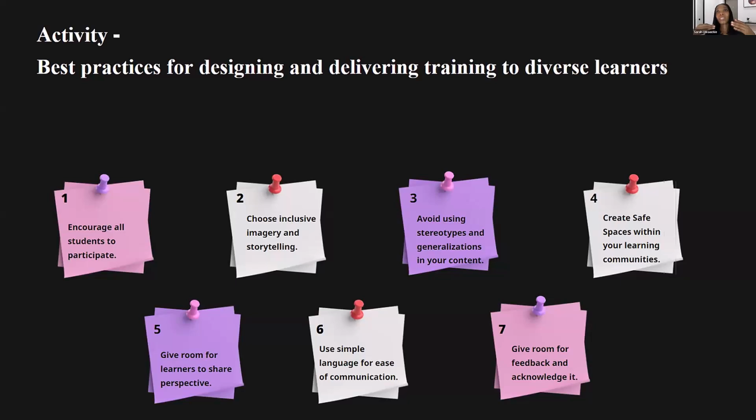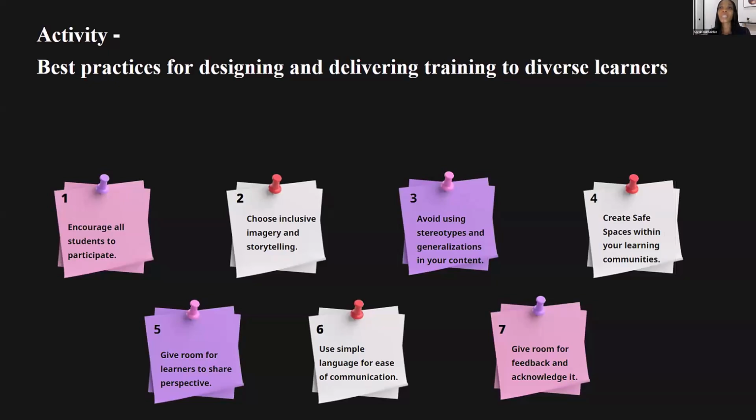So there is need to pay attention to putting things in place to ensure that that community you are creating is healthy and safe. Then you give room for learners to share perspectives. We try to do that. Sometimes people interact, sometimes people don't, but you give room for that.